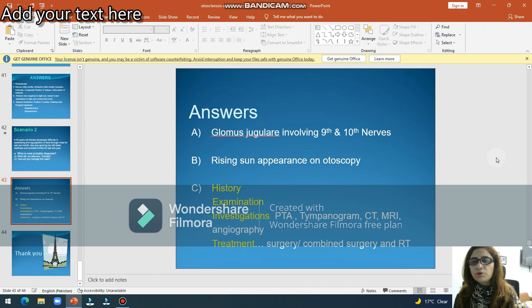Rising sun appearance will be seen on otoscopy, or the whole tympanic membrane can be red in color, or there may be a polyp in the external auditory canal. So diagnosis depends on history and clinical examination. Investigations you will order are PTA audiogram showing conductive hearing loss, and tympanogram can show a type B graph if there is fluid in the middle ear, that is blood. Then CT and MRI. CT will show the tumor in the middle ear and involvement of the bone. MRI will show soft tissue involvement. Angiography and magnetic resonance angiography along with embolization can be done prior to surgery. So treatment is surgery, or combined surgery and radiotherapy when there is an inoperable tumor.